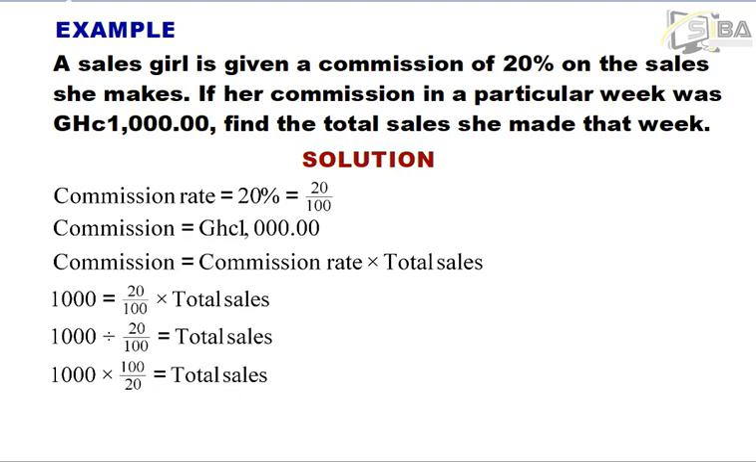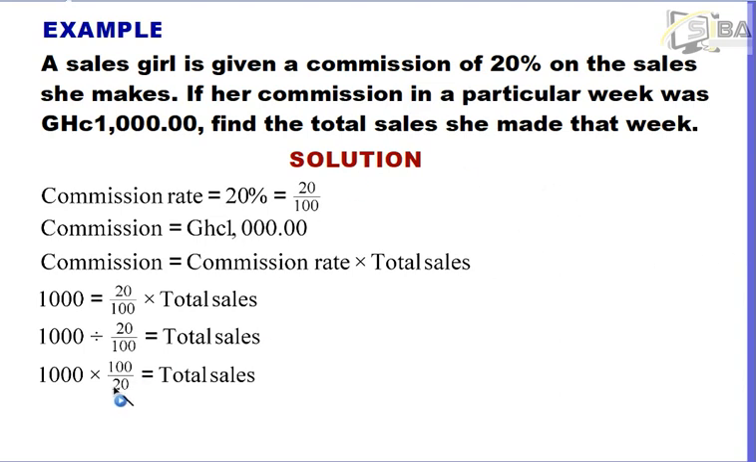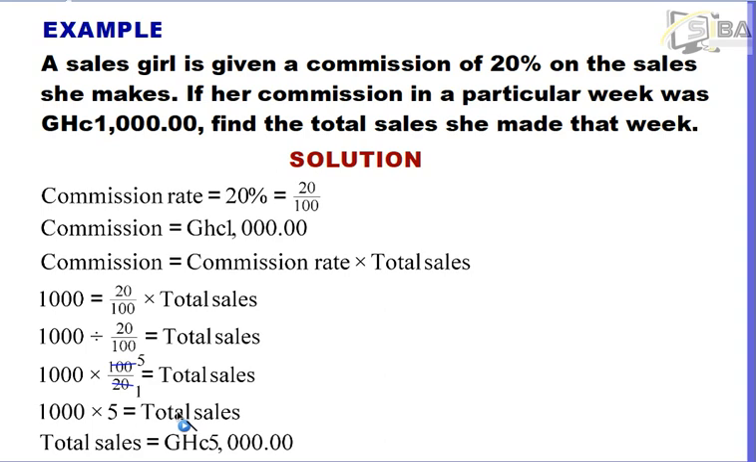Now we are going to simplify the 100 over 20 by dividing. 20 divides itself once, and 20 divides 100, we get 5. So we are now getting 1,000 times 5 is equal to total sales. 1,000 times 5 gives us 5,000 Ghana cedis. This means the sales girl's total sale was 5,000 Ghana cedis.